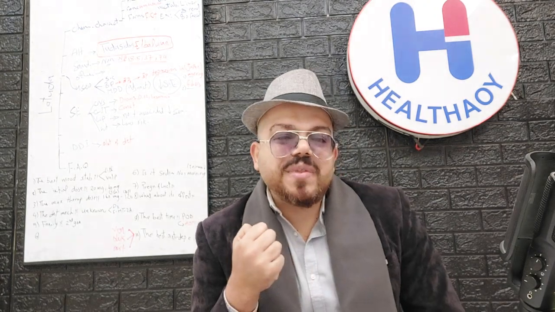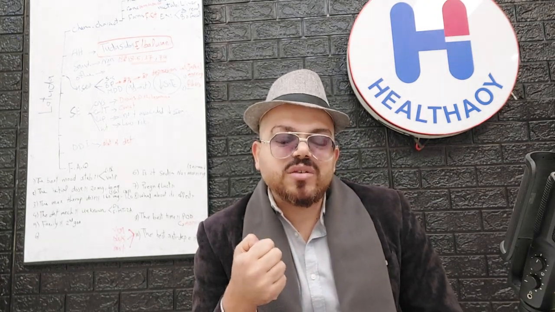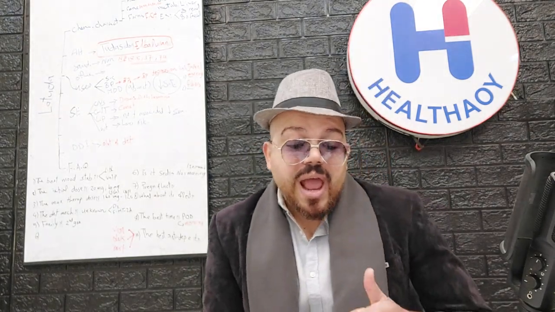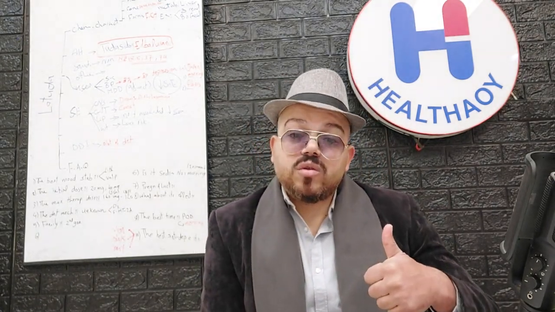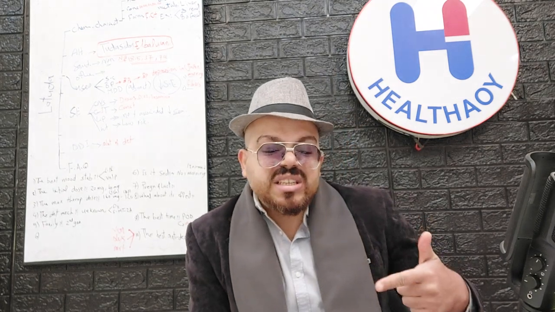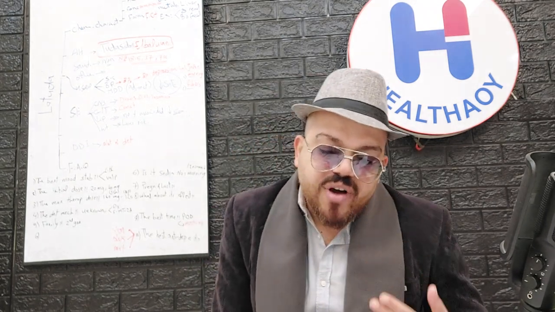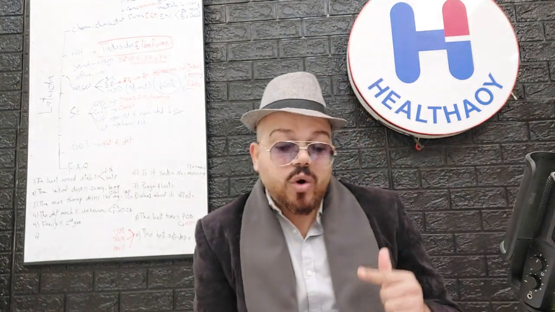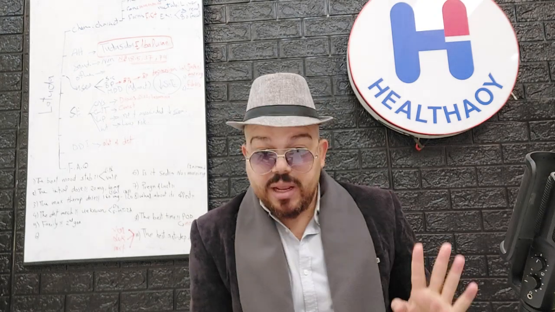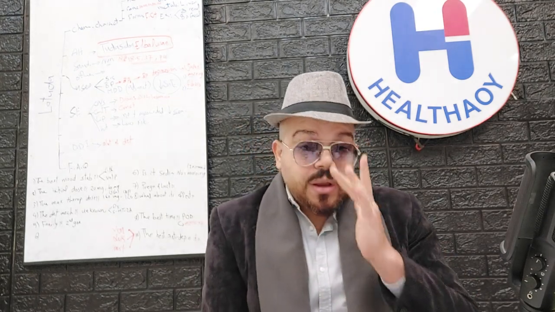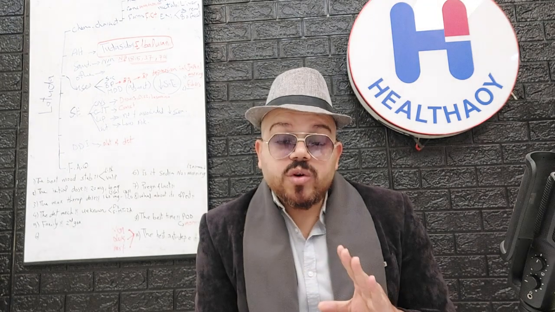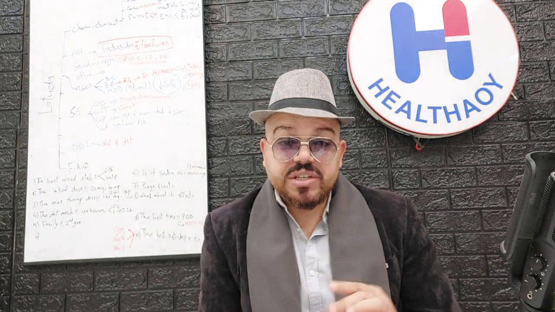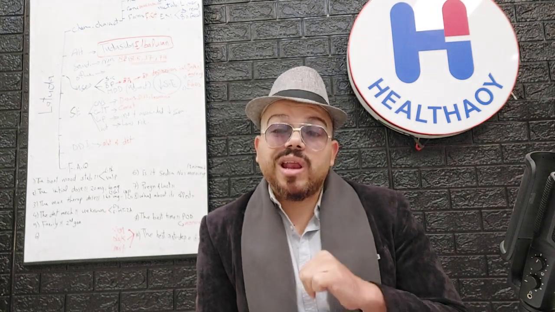What is the detailed mechanism of action for Ziprasidone? Ziprasidone acts as an antagonist for D2, 5-HT1D, 5-HT2A, and an agonist on 5-HT1A. Okay? If you want to know more about the detailed mechanism of action and these abbreviations, just write down in the comments.